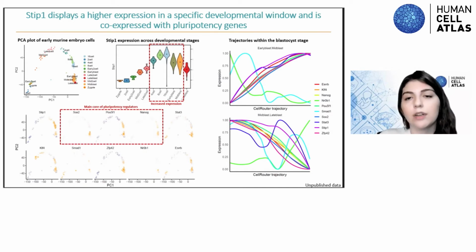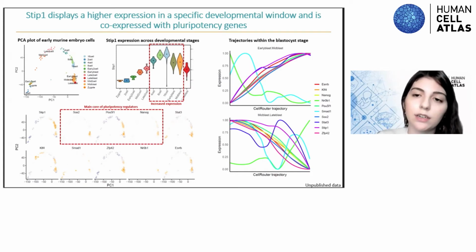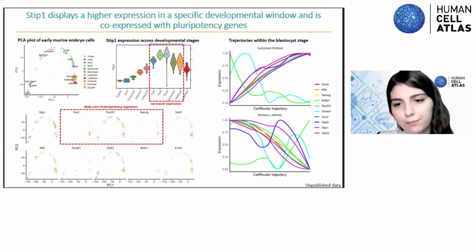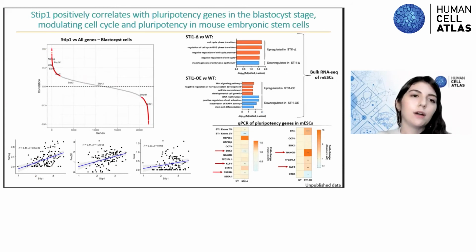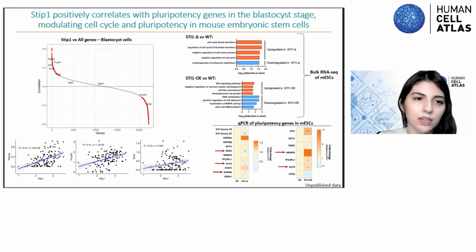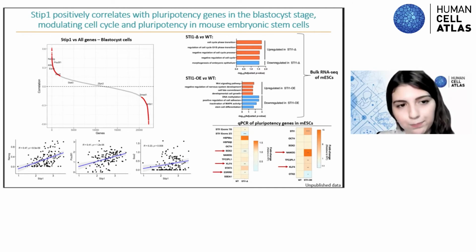Afterwards, we performed some trajectory analysis within the blastocyst stage, which is when the inner cell mass develops, and we found that STIP1 expression reaches its peak during the intermediate blastocyst stage, along with several pluripotency genes. Finally, we computed the correlation between STIP1 and all genes during the blastocyst phase, and we verified that STIP1 is positively correlated with many pluripotency genes, especially NANOG, POU5F1, KLF4, and SOX2.